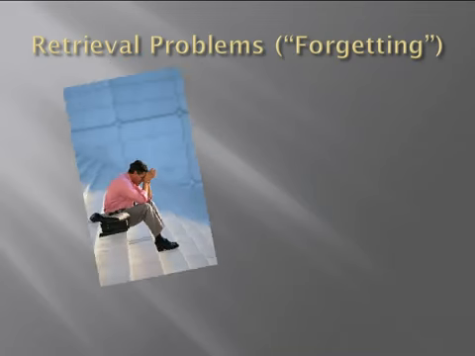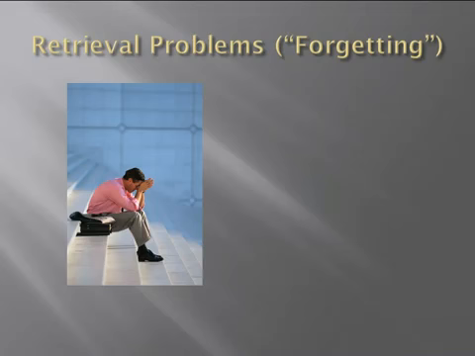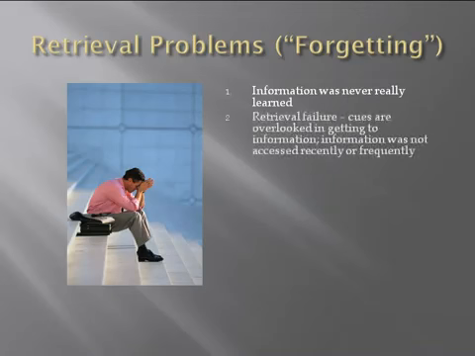Problems with forgetting are really problems of memory retrieval. These problems are generally associated to one of three things. Number one, the information was never really learned. It never got into long-term memory from short-term memory. Two, retrieval failure, where cues are either overlooked in getting information or information was not accessed recently or frequently enough to make the recall efficient.